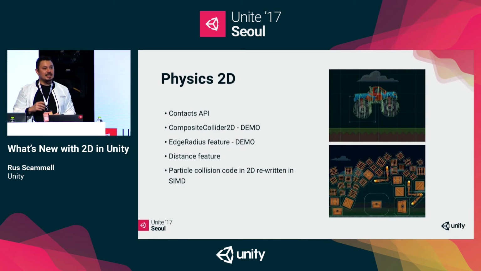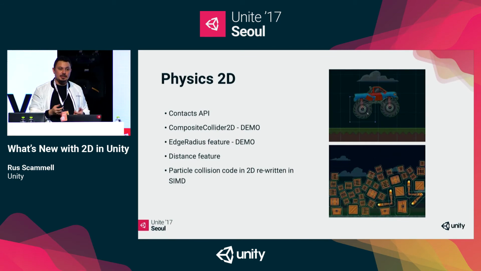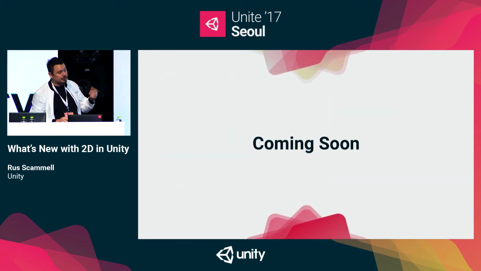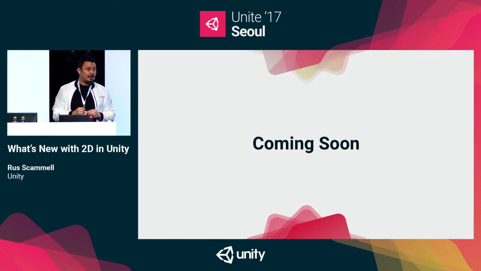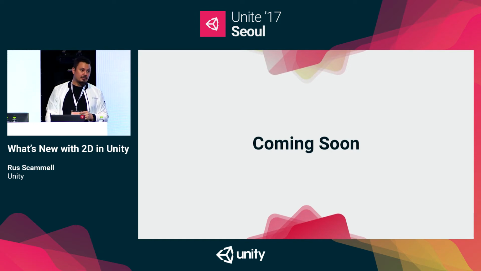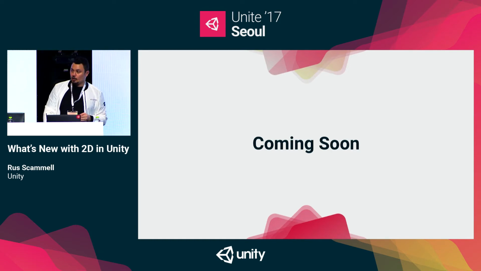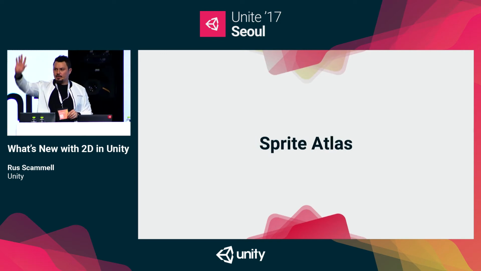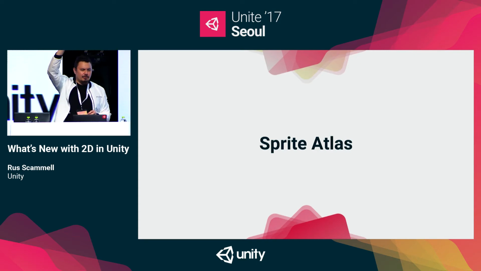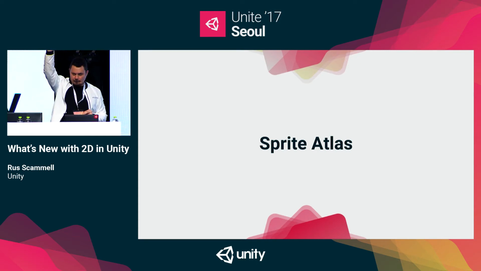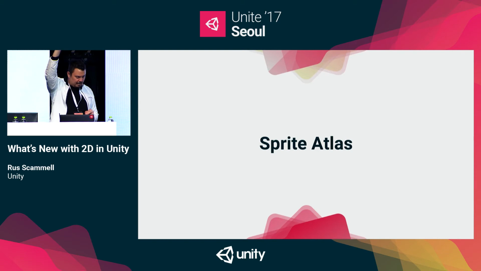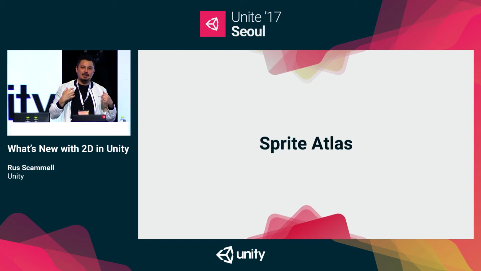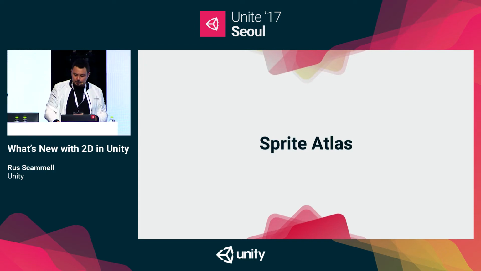OK, so that brings us to the end of the 5.6 features. But I wanted to talk to you about stuff that is coming soon. And there's quite a lot of that. So let's start with a really important feature that a lot of you should be using, and that is the Sprite Atlas. How many of you in the crowd are doing some kind of atlasing for your games? Anyone using an atlas? Yep. OK. So 2D developers, they really care about their atlases, and they want them to work well.